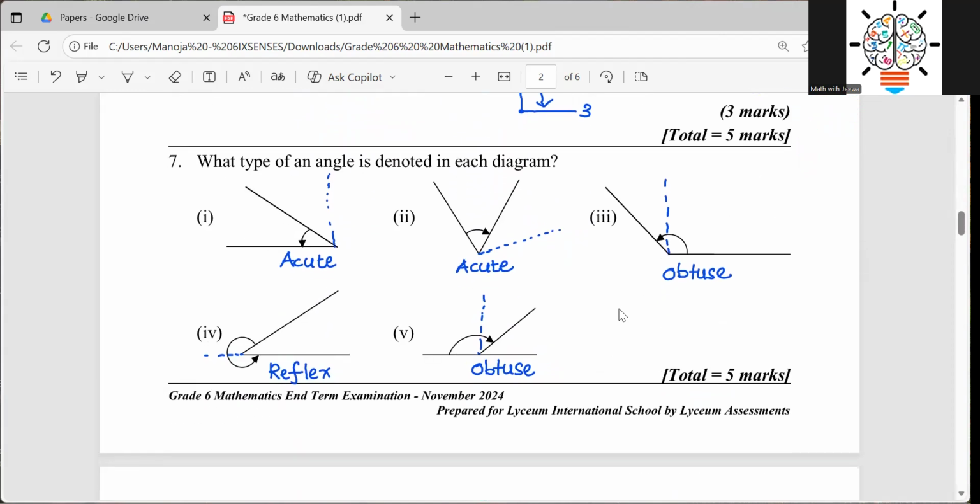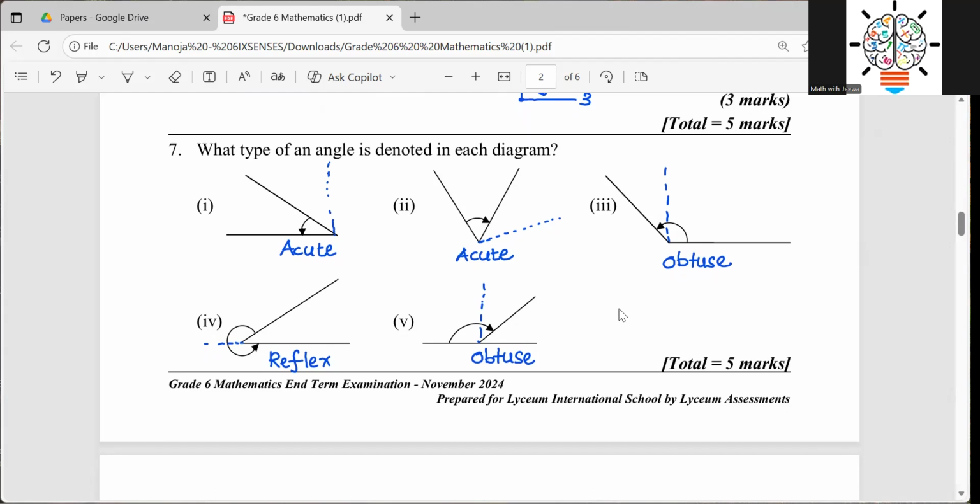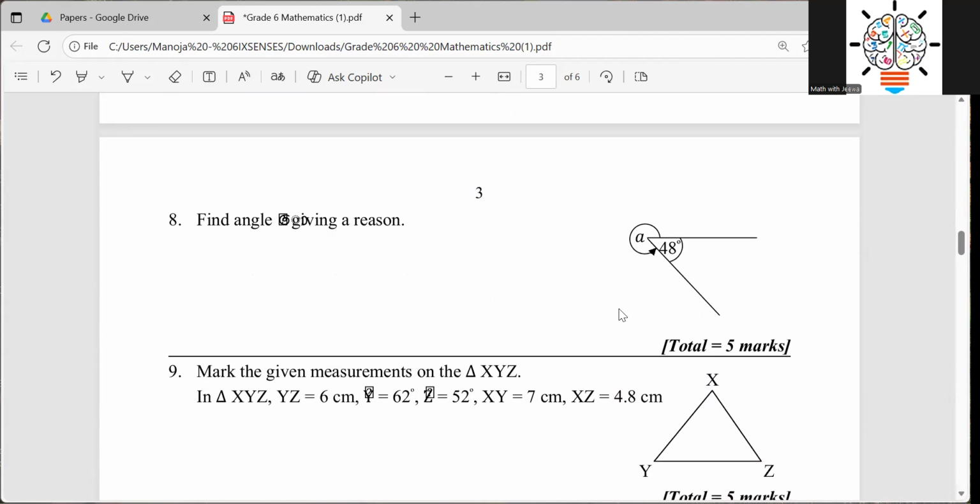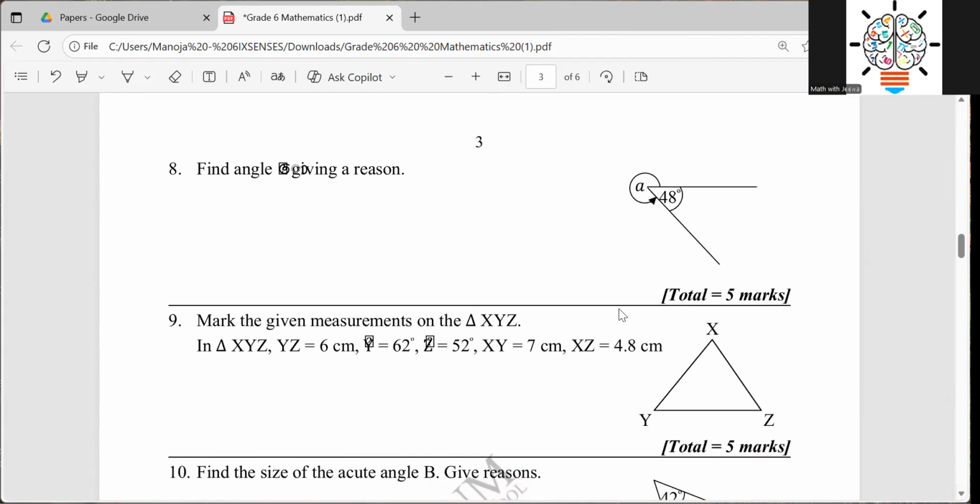What are the types of angles we have learned, children? Acute angles, right angle, obtuse angle, straight angle, reflex angle. Less than 90, exactly 90, more than 90, 180, more than 180. Right? So those are reflex angles. Right. So then we will move to this, and you want to find the angle A giving reasons.